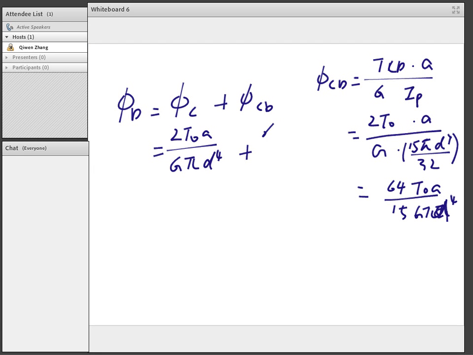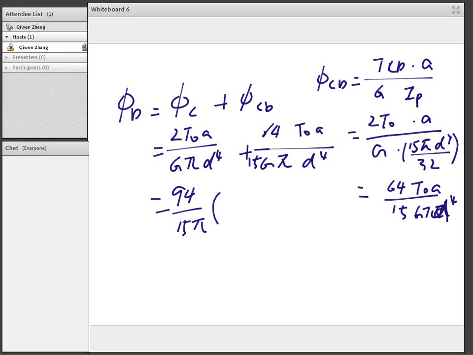So when we add them together, we have 94 over 15 pi, and then T0A divided by G d to the 4th. So with that, we solved the question. So now let's move on to the next question.